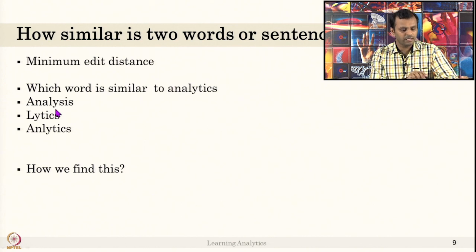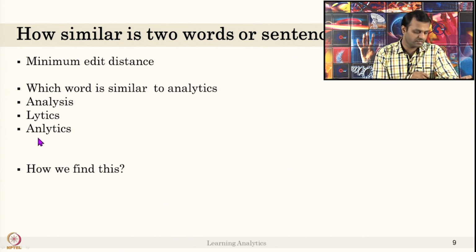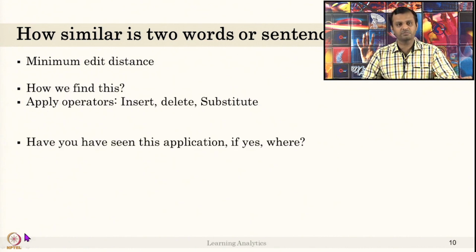So, analysis is almost the same, TICS versus yes. So T should be replaced with yes and C should be inserted, right. So there are two edits you have to do. For lytics, 3 edits are needed; for analytics, 1 edit is needed. Okay, let us see how you find this. That is a simple rule: you apply operators like insert, delete, substitute, and that is how the similarity is identified.